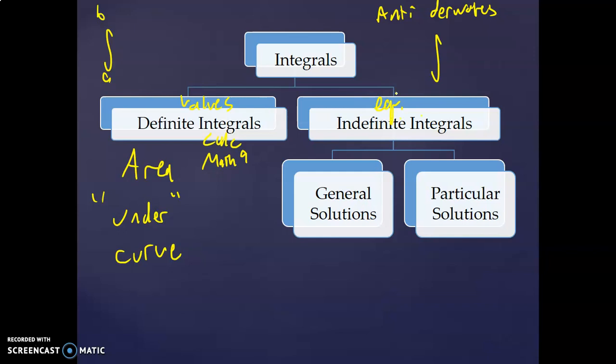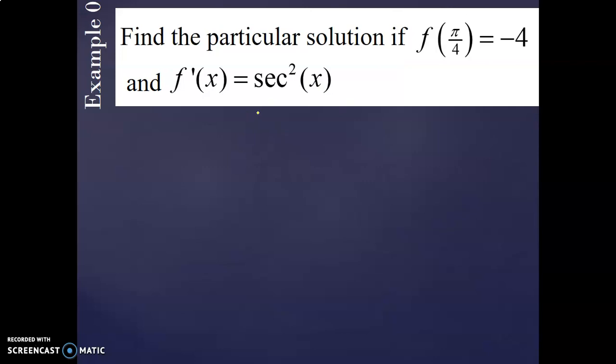Now, when we take an indefinite integral, all of 9.1 was on general solutions. So you would have plus c. Now, we can find a particular solution and figure out what that c value is and plug it back in. So we're going to do that first, and then we're going to talk about area. So if I want a particular solution, it's giving me an initial condition and then the derivative. So to get from the derivative to the original, I'm going to take the integral.